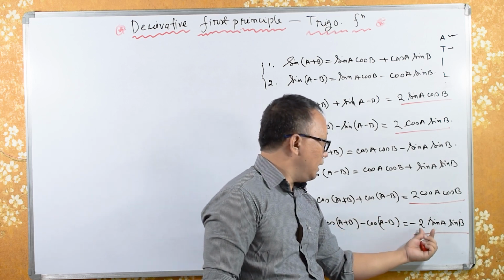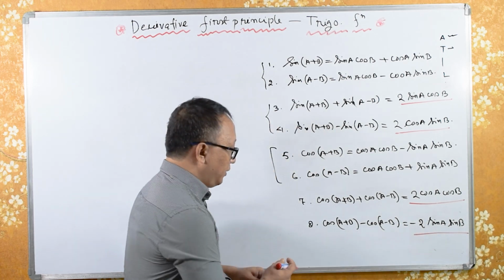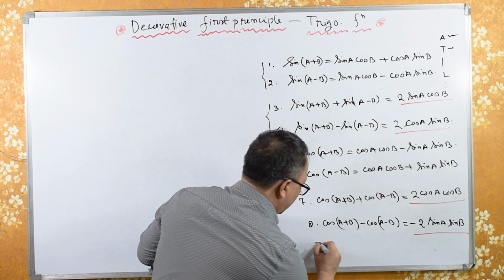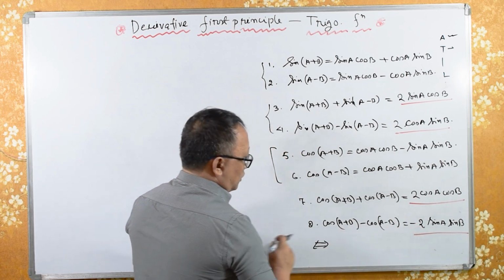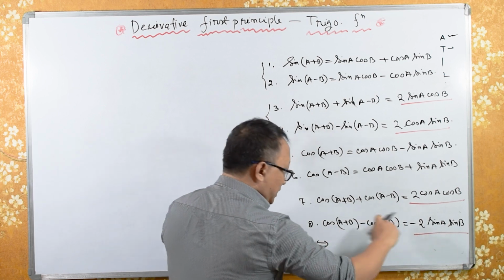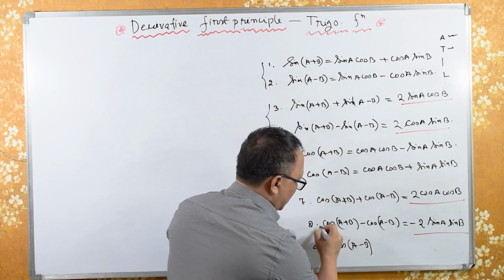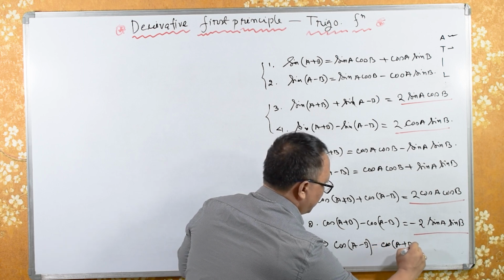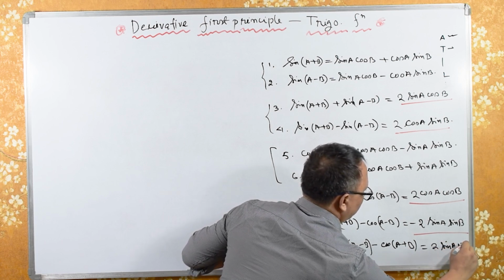But over here, if you want to write 2 sine A sine B, then what we can do is send the minus inside, if you want to remove the 2. So I am multiplying by minus on both sides. This will become plus. So I will write first cos of A minus B, and here we'll get minus cos of A plus B is equal to twice sine of A sine of B.